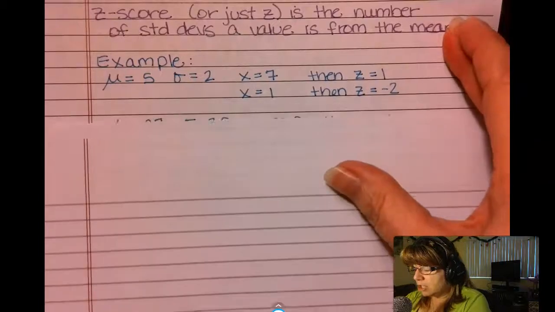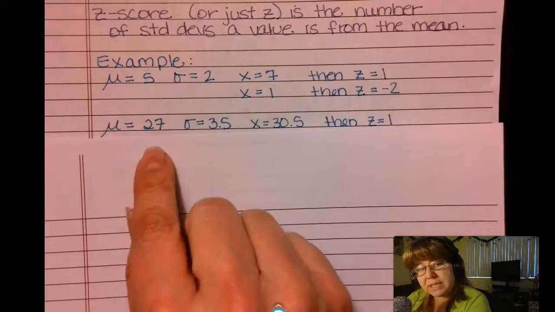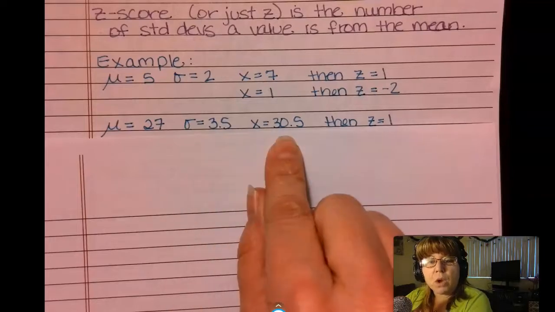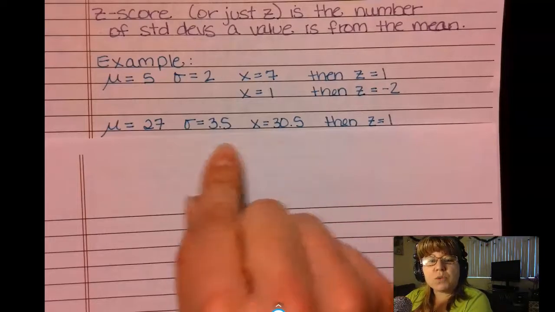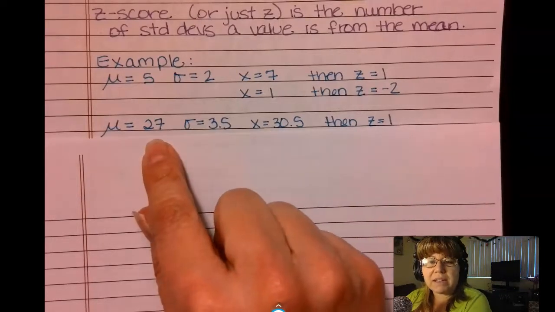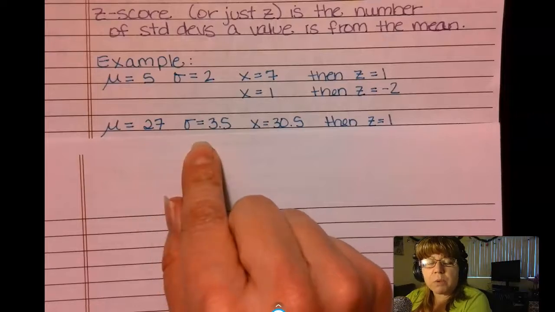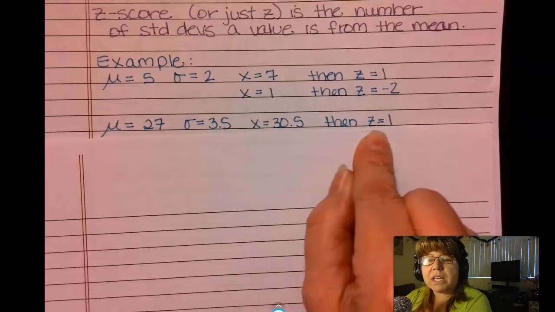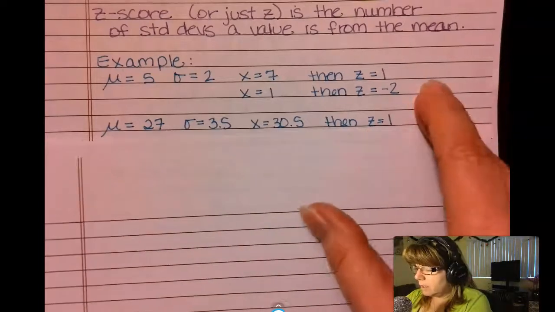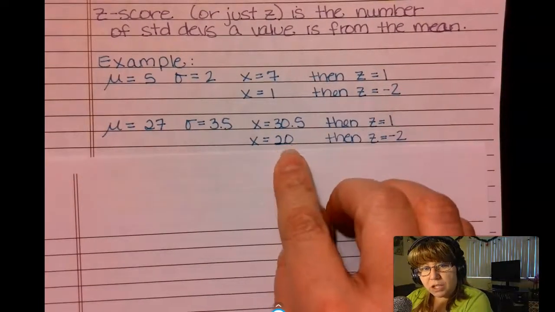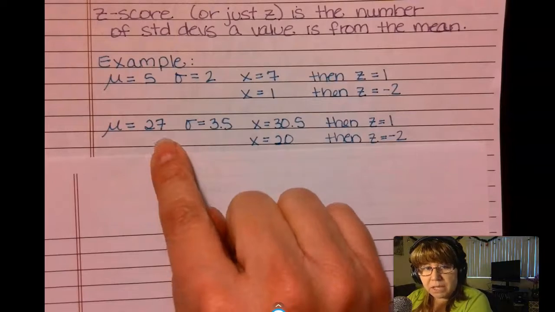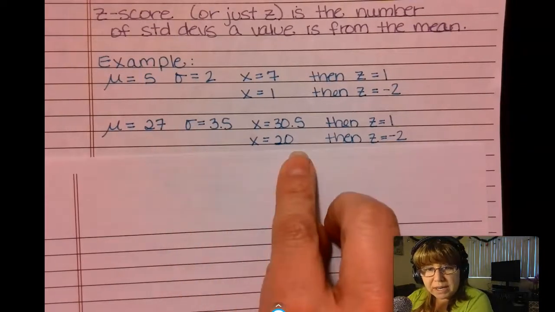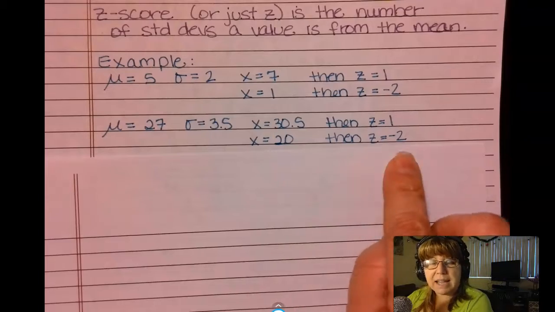Now let's change it up and say that our mean is now 27 and our standard deviation is 3.5. Well, 30.5 is 3.5 above 27, and 3.5 divided by 3.5 is 1, so 30.5's z-score is 1. Let's try 20. 20 is 7 below the mean, and 7 divided by 3.5 is 2, so 20's z-score is negative 2.